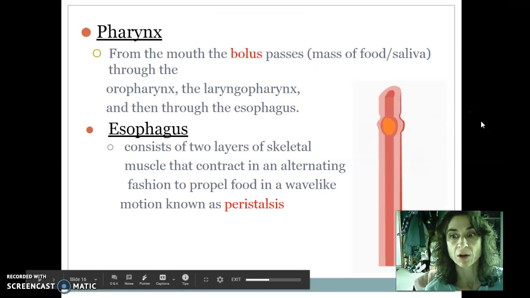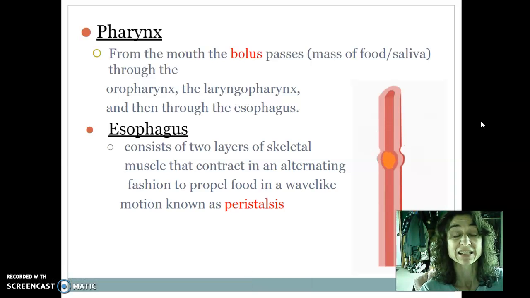Okay, so here we are. We are back again. This is the second part of our digestive system PowerPoint. So we just finished the mouth.